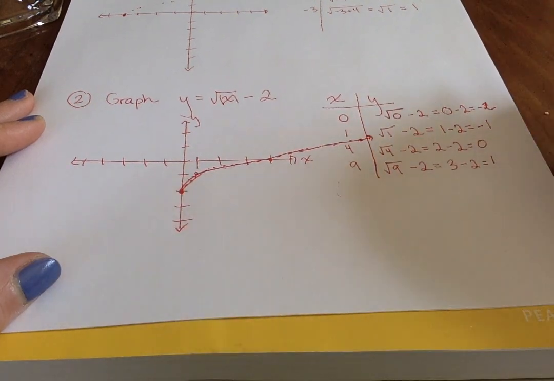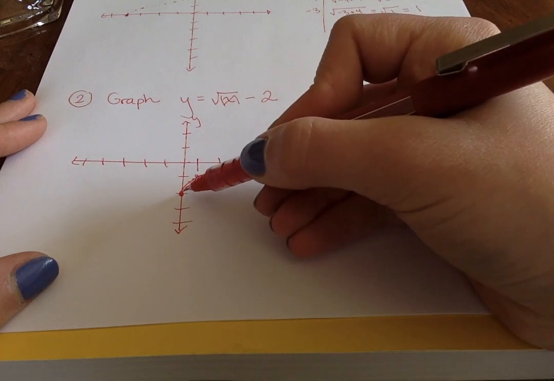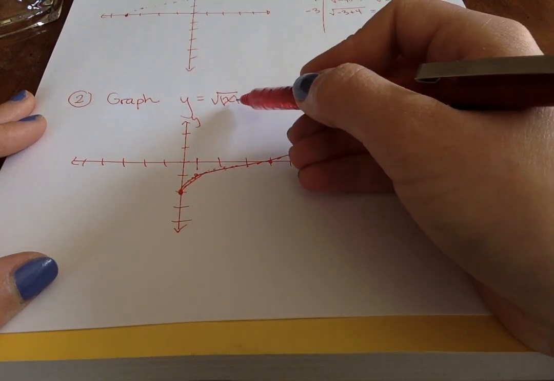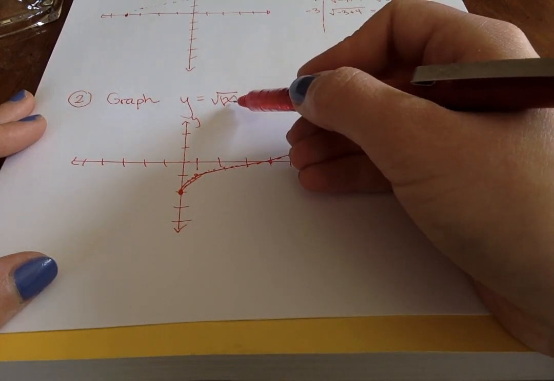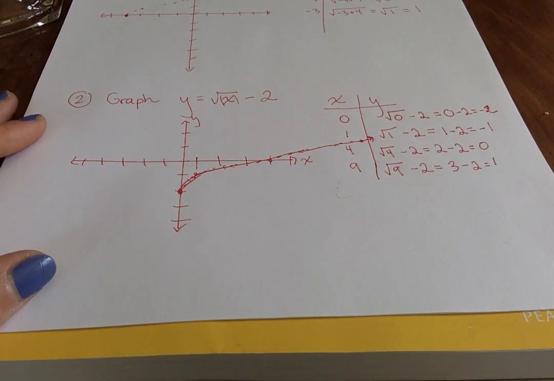Like that. And once again, this end point on the left-hand side does not have an arrow because it does not go on forever. I cannot put negative 1 in there and get a real value because the square root of negative 1 is i, which is our complex value, so we don't put negative values into our radical.